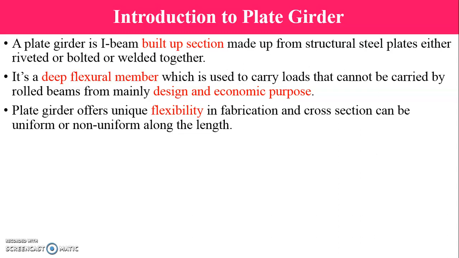A plate girder is an I-beam built up section made up from structural steel plates either riveted or bolted or welded together. That means a beam is made by a certain procedure such as hot rolling or cold rolling, which forms a monolithic section, but a plate girder is a built up section which is made from different sizes of structural steel plates.